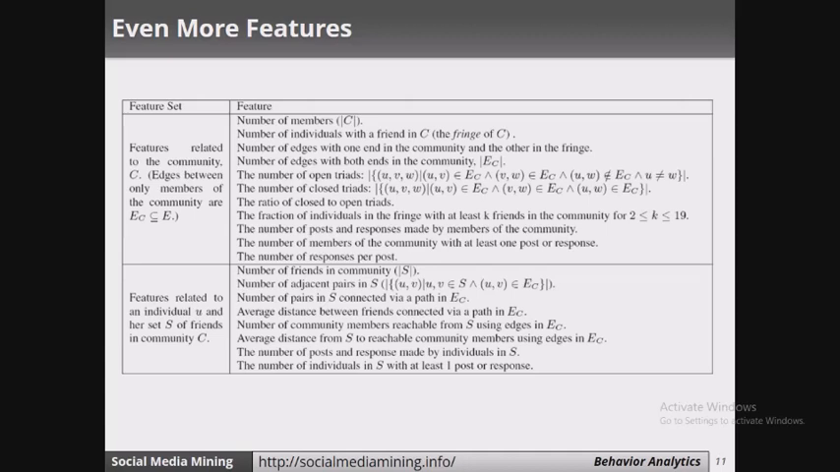Then we also have features related to an individual U and her set S of friends in community C. So these features will help me determine the person's probability of joining the community.